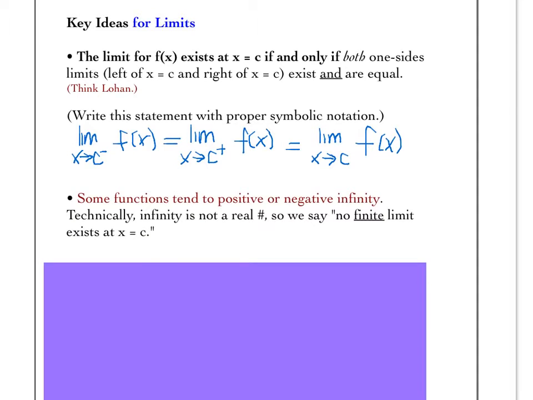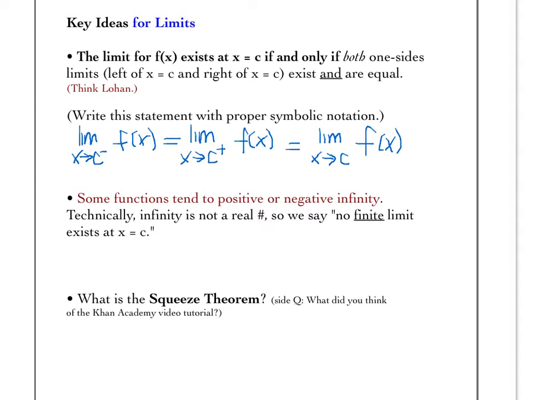Some functions go to positive or negative infinity. Because infinity doesn't really exist, we say there's no finite limit at x equals c. If you say that the limit does not exist, we will correct you but not mark you wrong. And what do you recall about the squeeze theorem and limits? Did you like the tutorial?